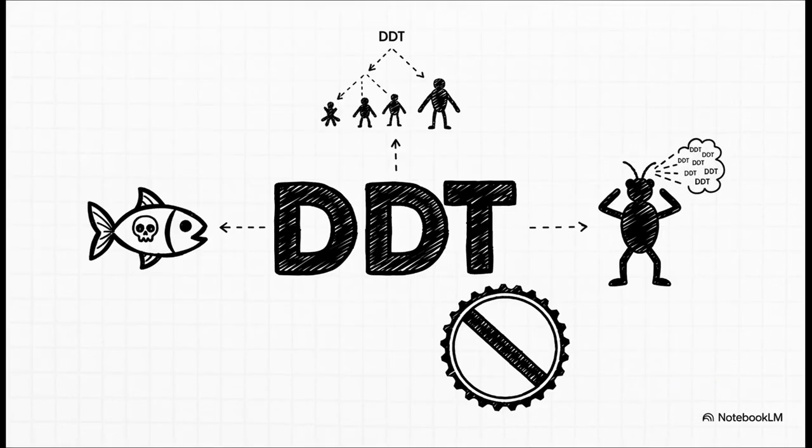But, of course, the story didn't end there. The very thing that made DDT so great, its chemical stability, also turned out to be its biggest flaw. It just didn't break down. So it started to build up in the fatty tissues of animals, it became toxic to fish, and eventually insects even developed resistance to it. It had to be banned in the US in 1973. It was a huge lesson in unintended consequences.